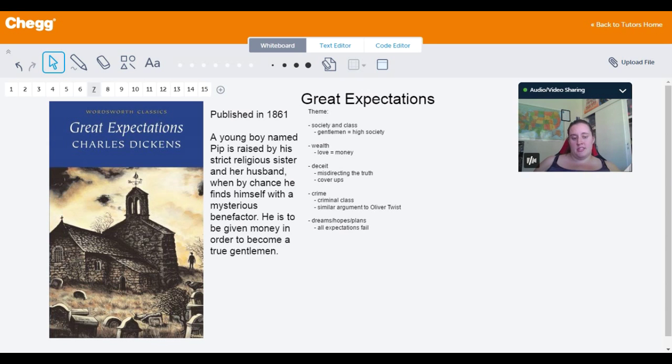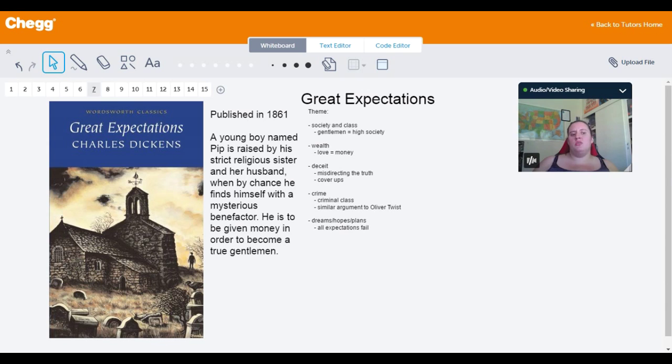So much like its predecessor, Great Expectations has its similarities with themes, but they are present in different manners. The representation of society and class comes when he is instructed by his patron to become a gentleman, because during this time period, to be considered a part of high society, one must be educated, well-mannered, and don't forget, wealthy. Wealth in this story is equal to love, because without money, what does love mean? And this is reflected strongly throughout the novel.